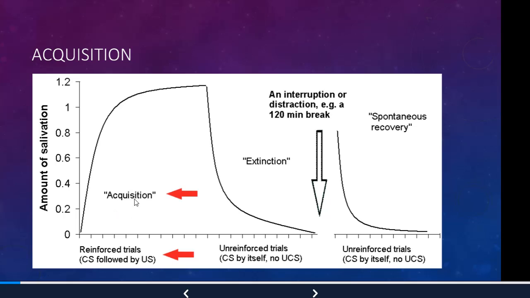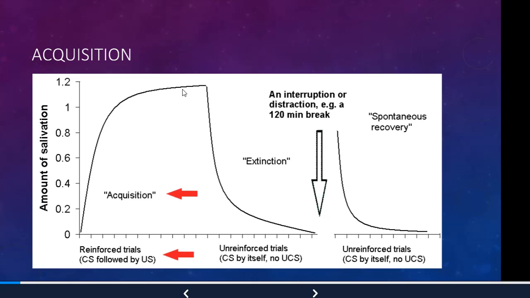So in acquisition, what you see is it takes a lot of times multiple pairings of the CS and UCS before you'll have a classically conditioned response. So this builds up, and you can have what's called an acquisition curve. As you might imagine, acquisition curves can change depending on the stimuli and the organism. But a lot of them will rise like this, and then eventually they flatten out or plateau. That's called an asymptote. And a number of factors will affect this acquisition curve.